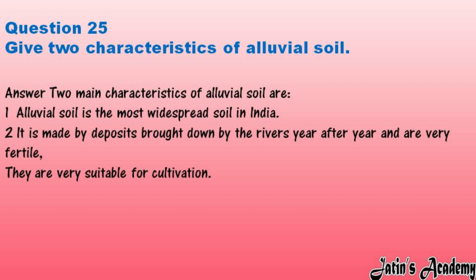Question 25. Give two characteristics of alluvial soil. Answer: Two main characteristics of alluvial soil are: 1. Alluvial soil is the most widespread soil in India. 2. It is made by deposits brought down by the rivers year after year and is very fertile. They are very suitable for cultivation.